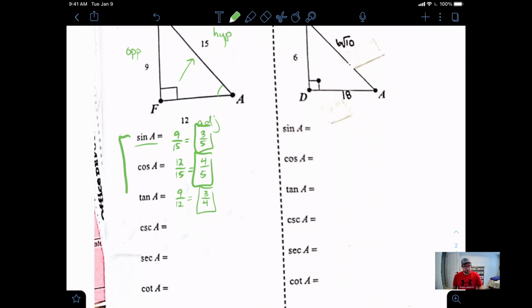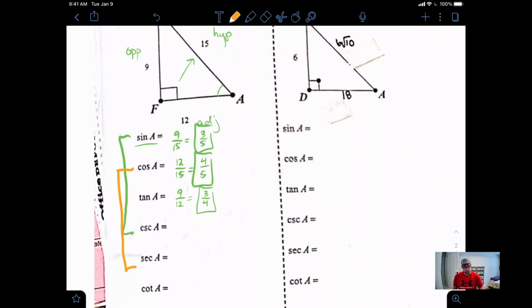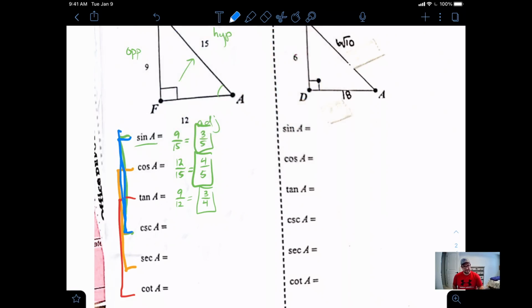Cosecant, as you remember, goes with sine. Secant goes with cosine, and cotangent goes with tangent. So when I come over here, I'm just going to take the flip of those values. Cosecant goes with sine. Sine was 3/5, so cosecant will be 5/3. Cosine was 4/5, so secant will be 5/4. Tangent was 3/4, so cotangent will be 4/3.